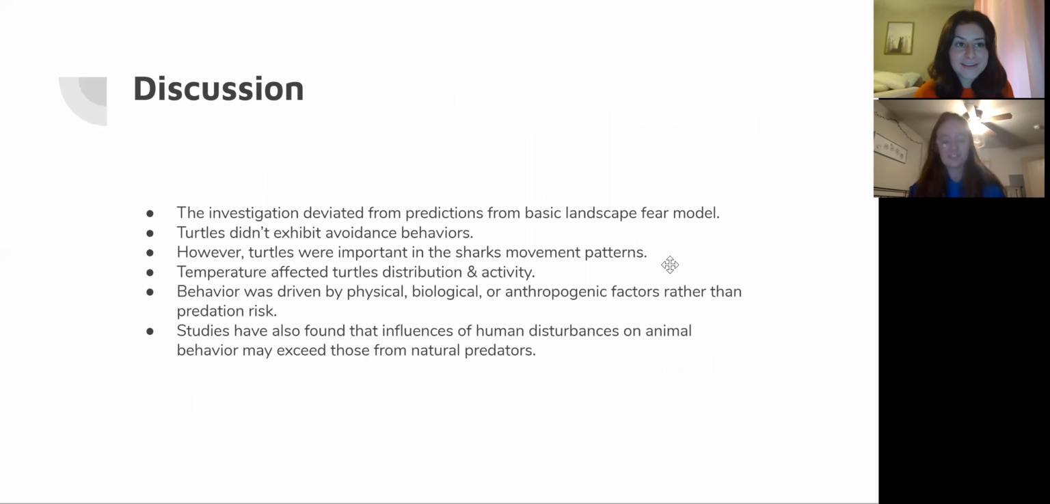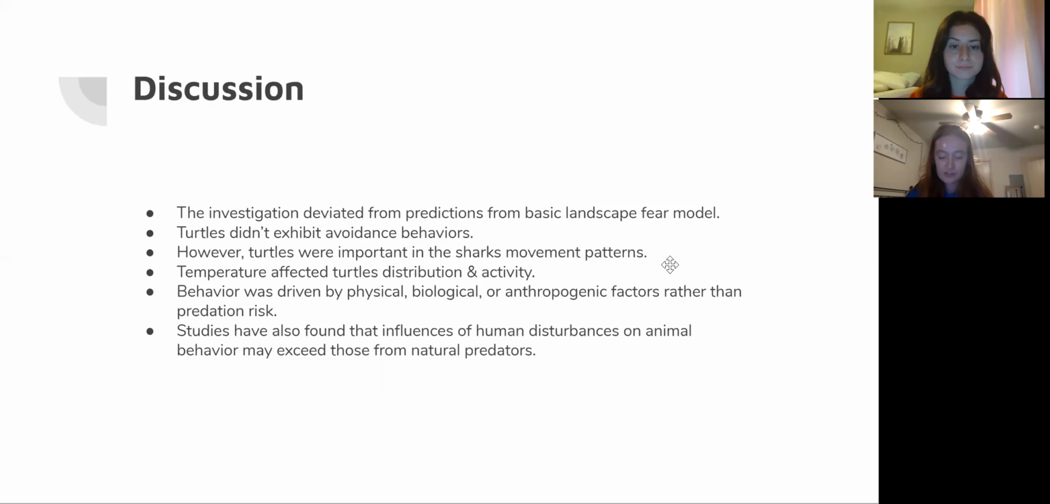For the discussion, the investigation differed from the predictions based on the landscape fear model. Turtles didn't exhibit avoidance behaviors, but sharks spent more time underwater in areas of overlap to ambush turtles from below and enhance predation opportunity. They found out temperature affects turtles' distribution and activity. During the winter, turtles reduce surface activity, lowering predation risk, and sharks spend more time at the surface for thermoregulation.